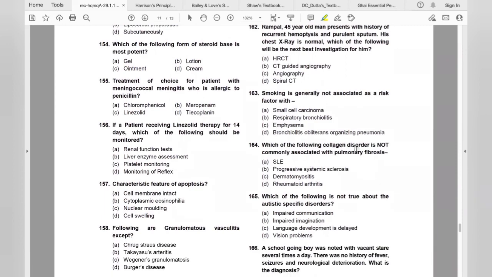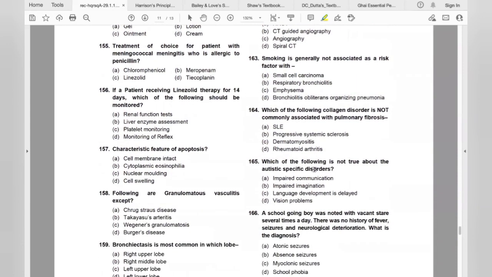Which of the following collagen disorder is not commonly associated with pulmonary fibrosis? Answer is dermatomyositis. Which of the following disorder is not true about the autistic specific disorders? So answer is vision problems.